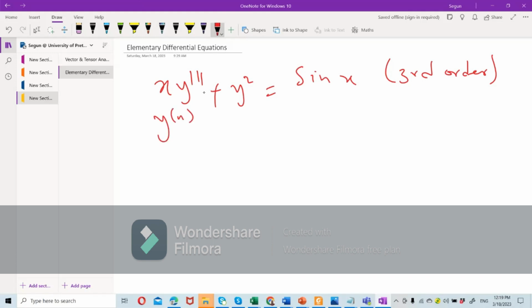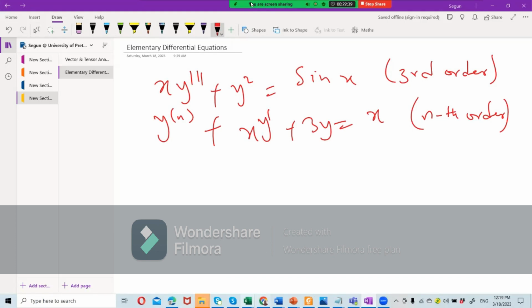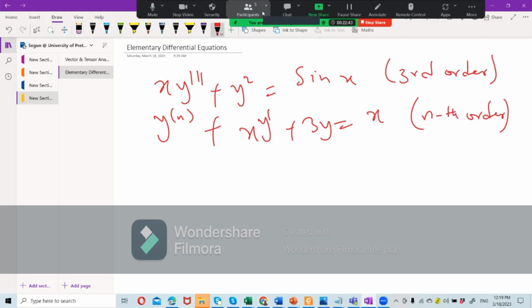Y raised to power n plus x y raised to power 1 plus 3y equals x. What is the order of this? Obviously, n is there, so the order is n. Okay, let's take note of that. When you have n, all these are very key to be able to solve the problem.